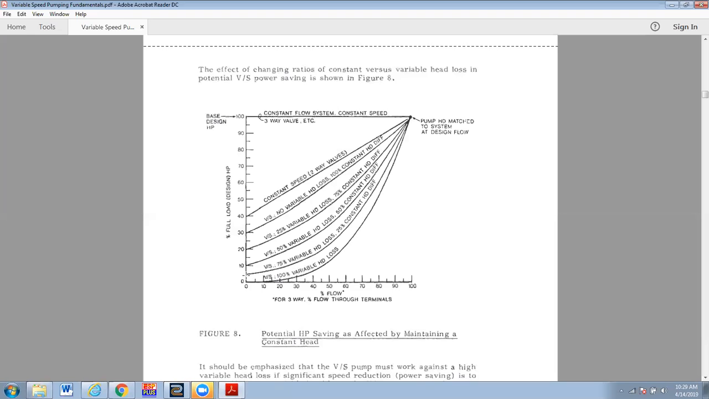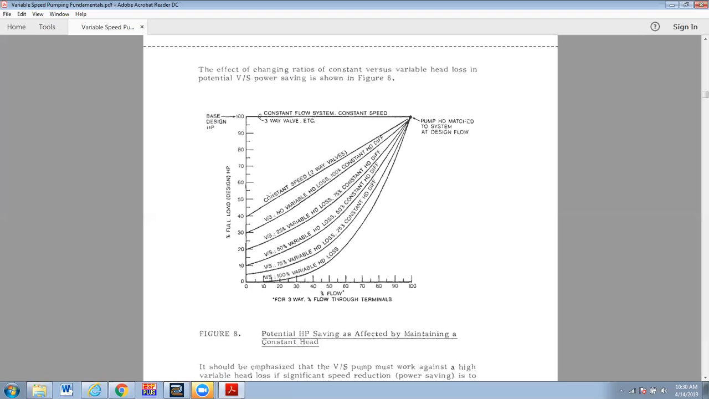So this would show what that constant head is at 0 flow, and so that head is constant all the way up. So anyway, and you can see as we go 50-50 and we go 25-75. And this is no variable head loss, 100% constant head difference.